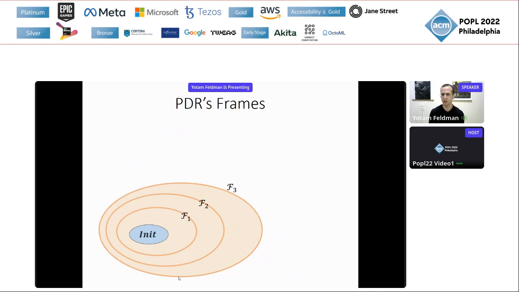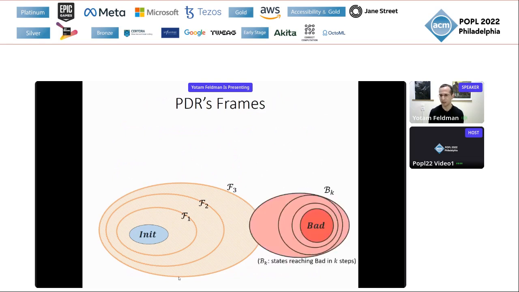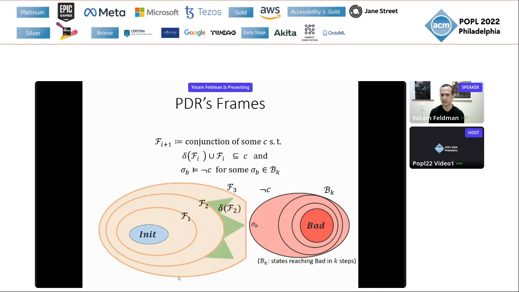Conceptually, PDR looks at B_k, the set of states that can reach a bad state in at most k steps, and checks whether there is a counterexample, a state in B_k that's included in one of the frames. Such a state cannot belong to any inductive invariant, so we want to find some lemma C so that when we conjoin it to the frame, it excludes the counterexample from the frame. We still need to satisfy the frame properties, so this lemma needs to hold for the post image of the previous frame.